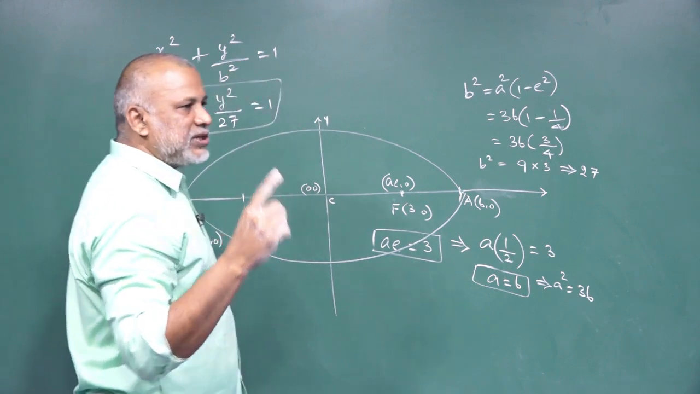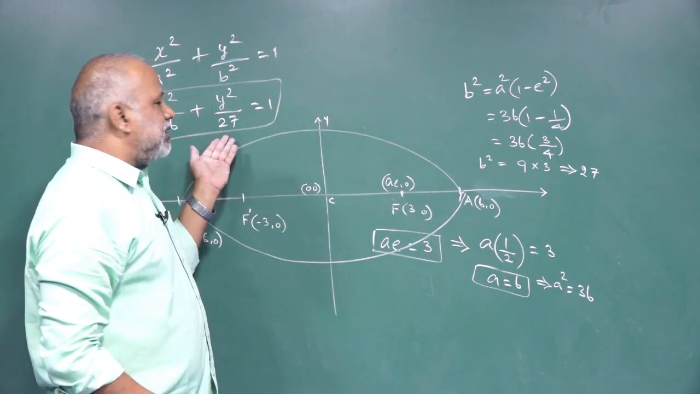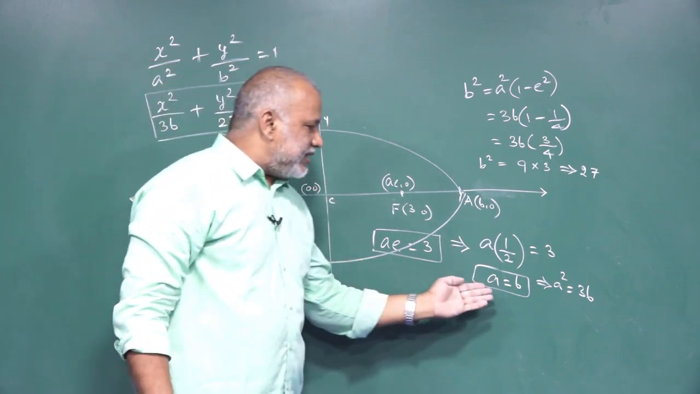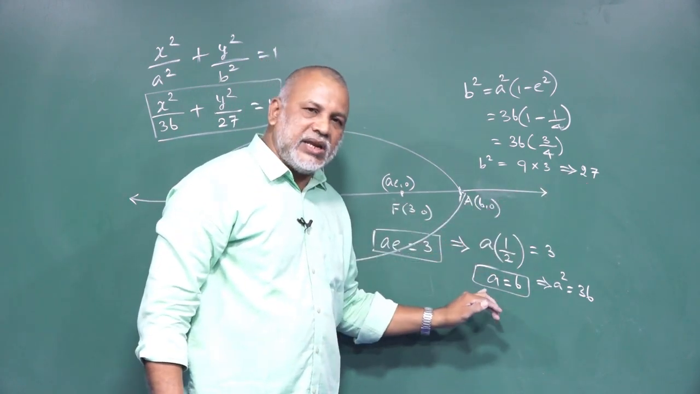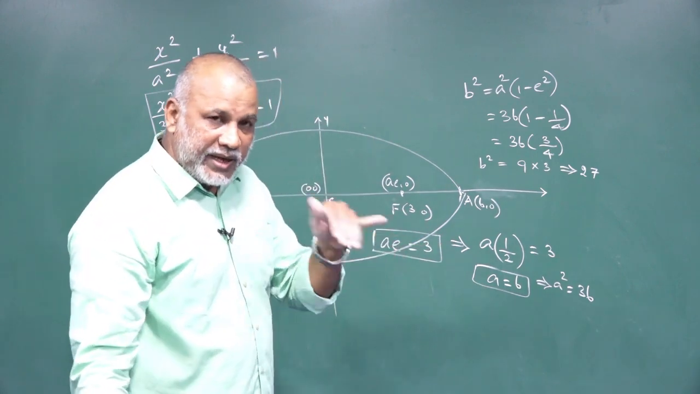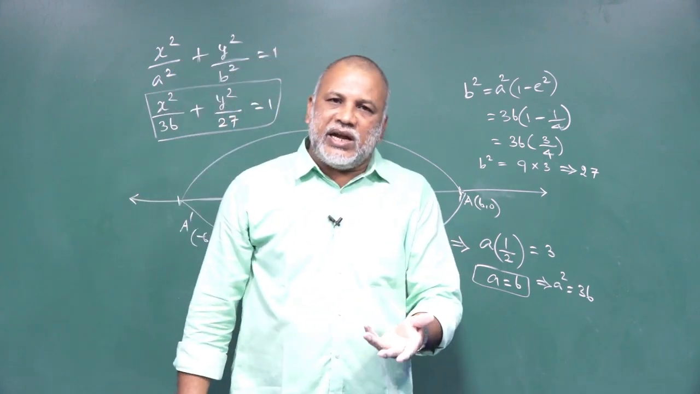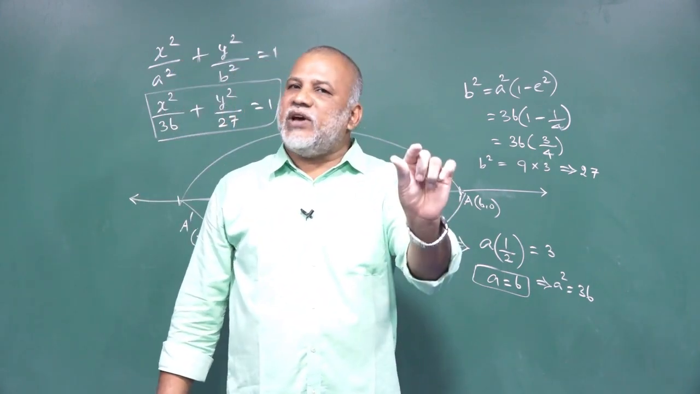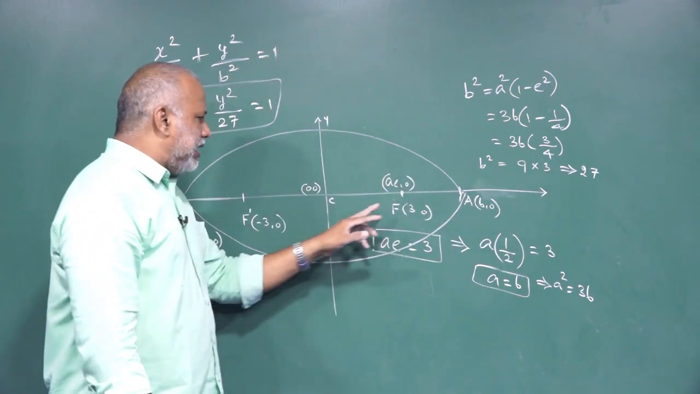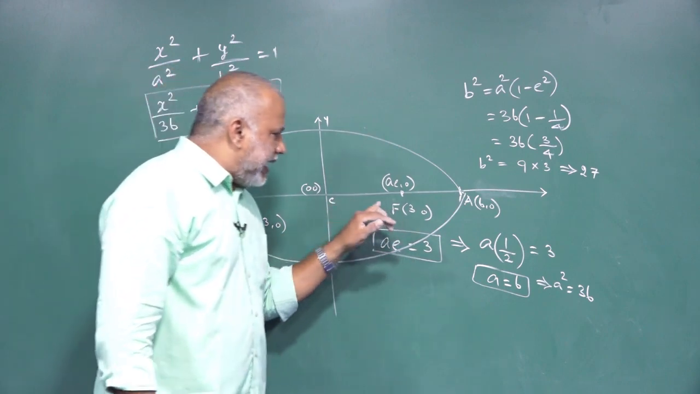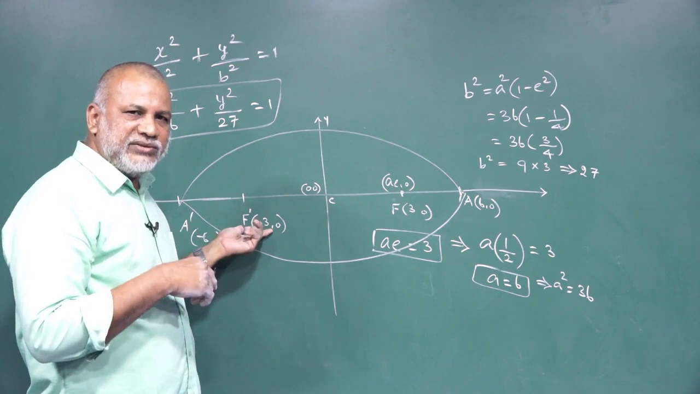Think about the previous discussion: a must be greater than b. See here, the value of a is 6, and b equal to root 27. So a must be greater than b. Therefore, you are making the decision with the help of the given data. What are the given data? Foci only are given. One focus is 3, 0, another is minus 3, 0. Immediately draw F and F dash. They lie on the x-axis only: 3, 0, then F dash on the other side, minus 3, 0.